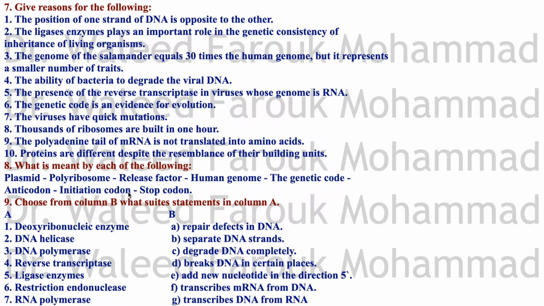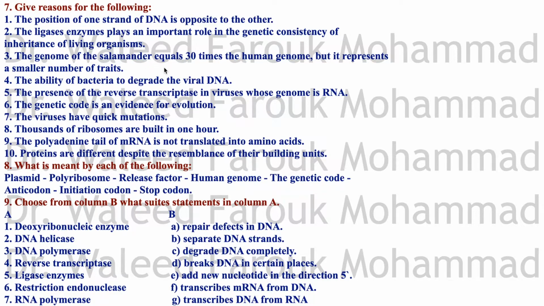Give reasons for the following. The position of one strand of DNA is opposite the other to form the most stable combination of hydrogen bonds between the two DNA strands. The ligase enzymes play an important role in the genetic consistency of inheritance of living organisms because they eliminate the changes of DNA with efficiency, depending on the DNA molecules that carry the two copies of genetic information. So it repairs DNA, or repairs the changes of DNA.